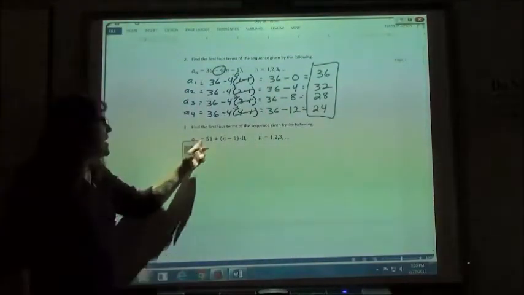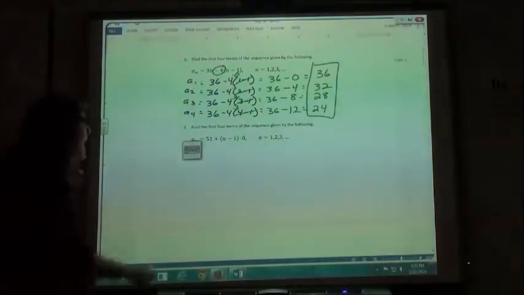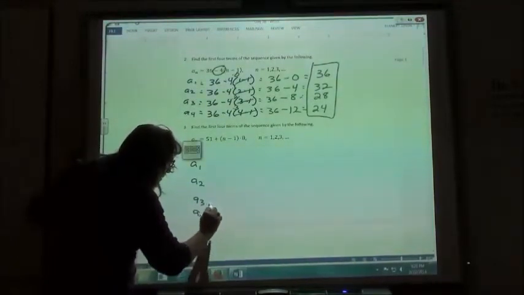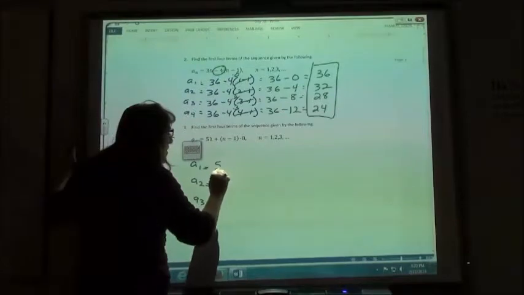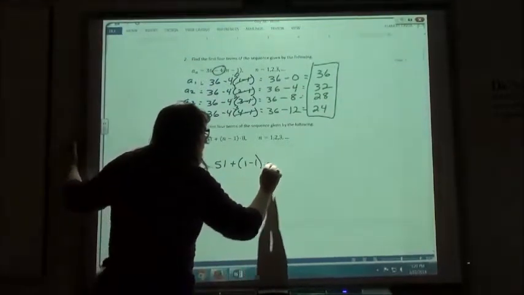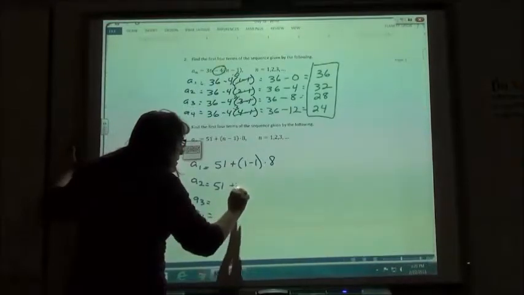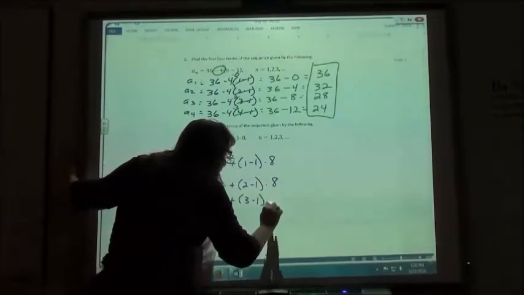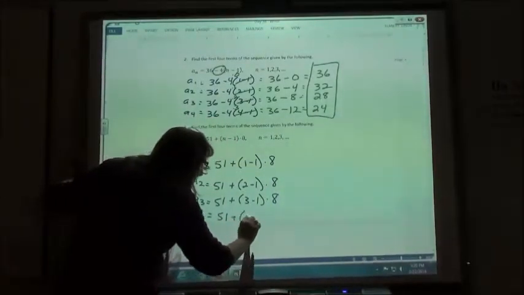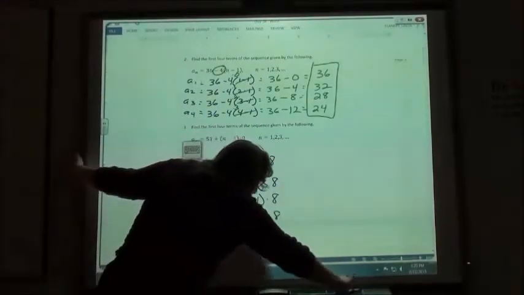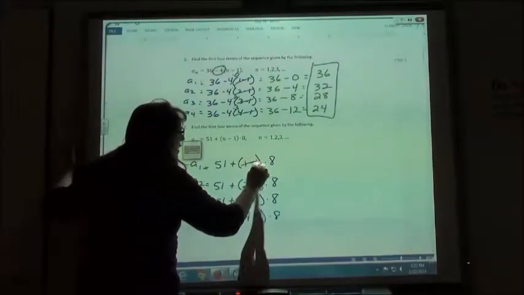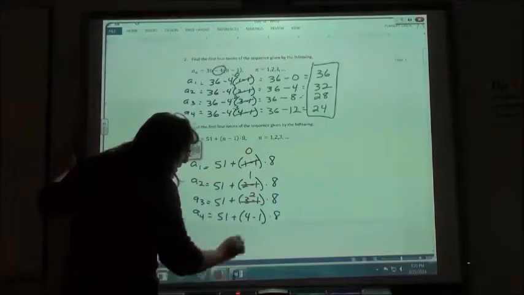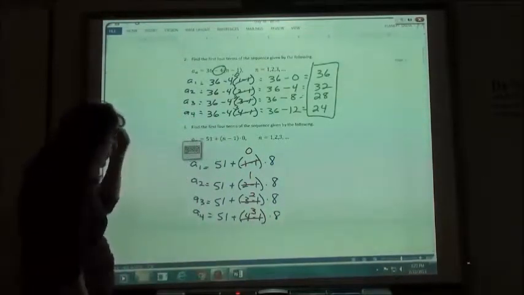So here a sub n equals 51 plus n minus 1 times 8. So a sub 1, 2, 3, and 4 are what we're going to find. 51 plus 1 minus 1 times 8, 51 plus 2 minus 1 times 8, 51 plus 3 minus 1 times 8, and 51 plus 4 minus 1 times 8. So again, when we simplify, 1 minus 1 is 0, 2 minus 1 is 1, 3 minus 1 is 2, and 4 minus 1 is 3.